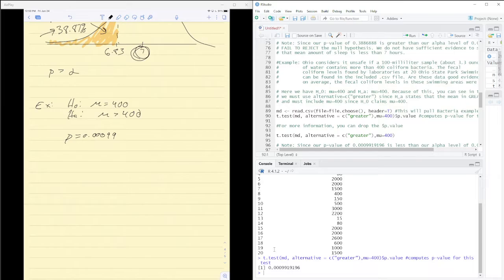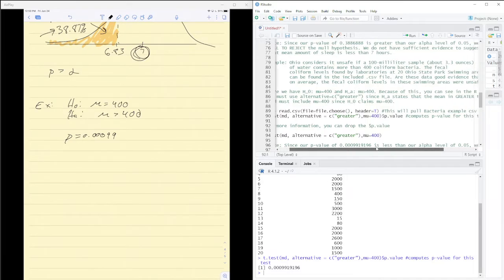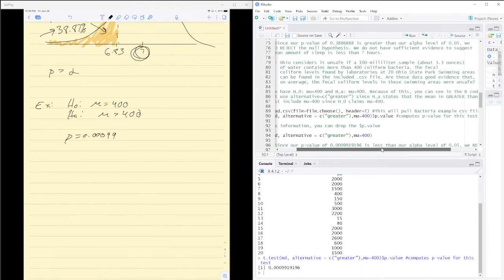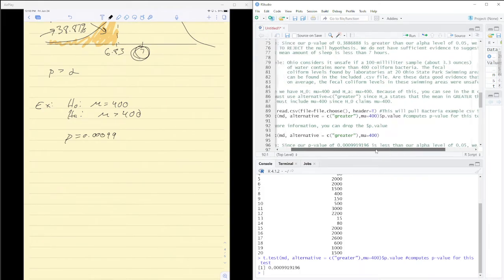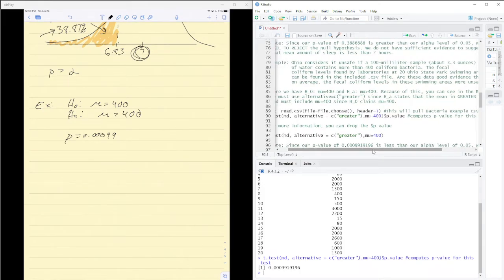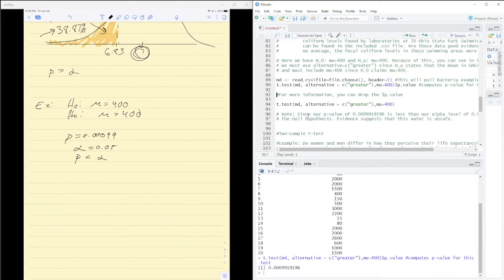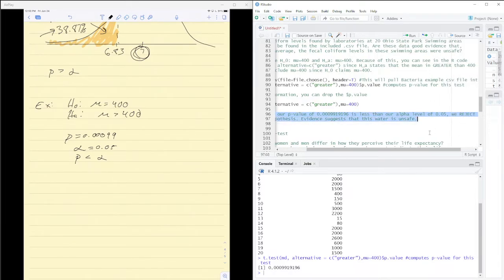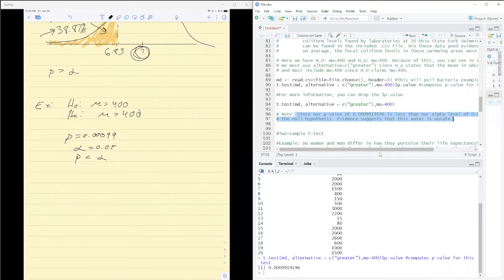This p-value, here's our pattern. We compare that to the significance level. Okay. And this problem did not give you a significance level, so you're going to assume it's 0.05. Our p-value is less than your significance level. Since the p-value is less than the significance level, we reject the null hypothesis. Evidence suggests that the water is unsafe.